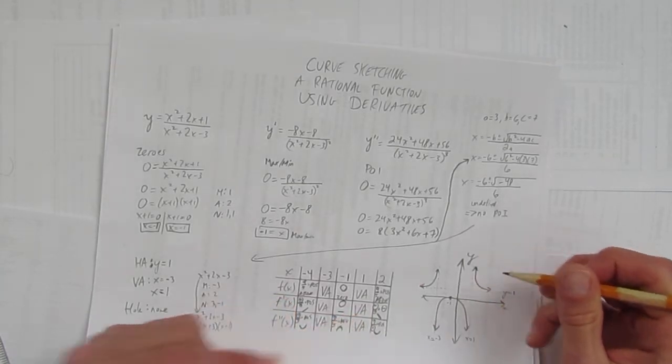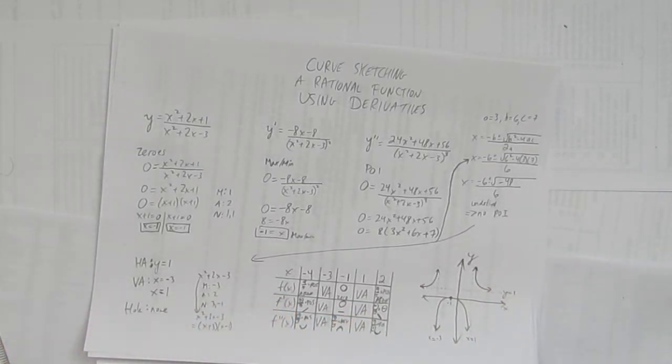And I've done it. I've sketched a rational function using derivatives, found the zeros, the maxes and mins, the points of inflection, but I should have found the horizontal asymptote, the vertical asymptote, and the holes first, made a table, and used the table to make a graph.